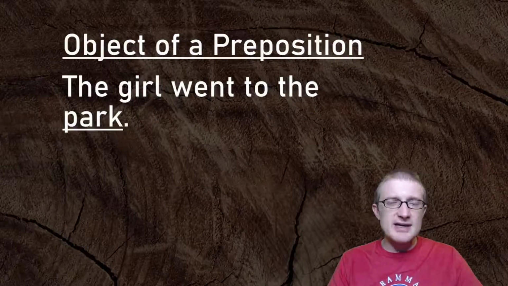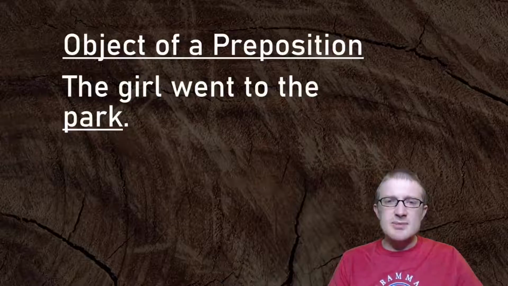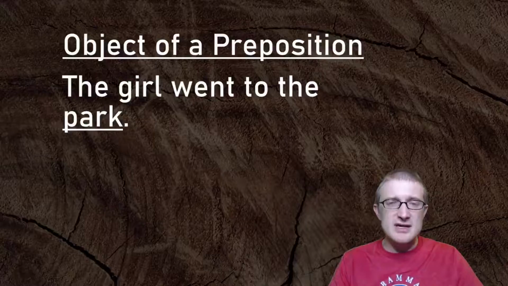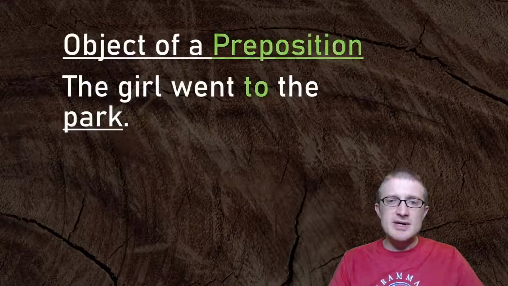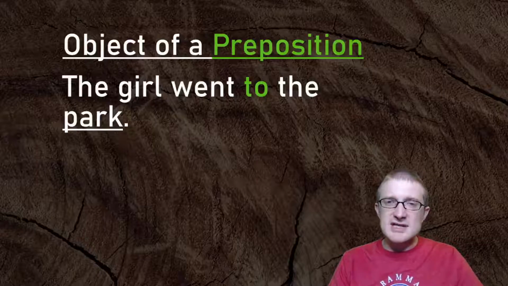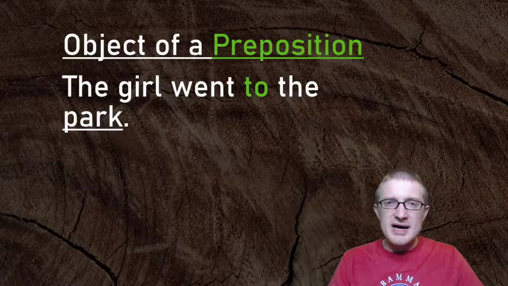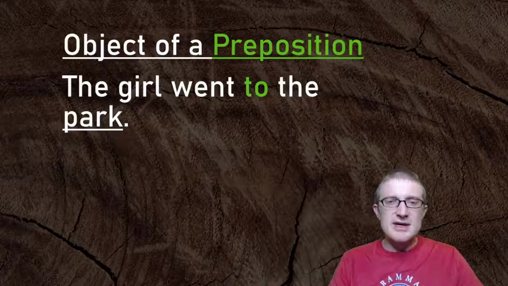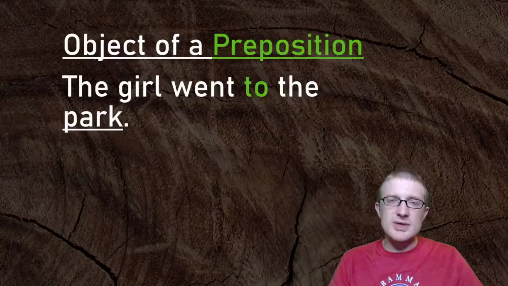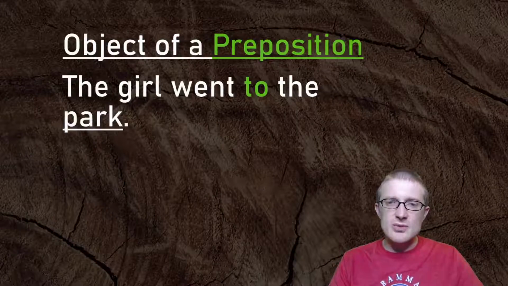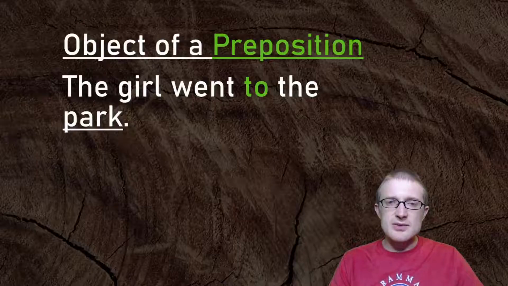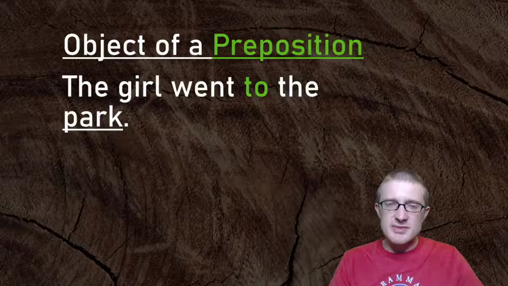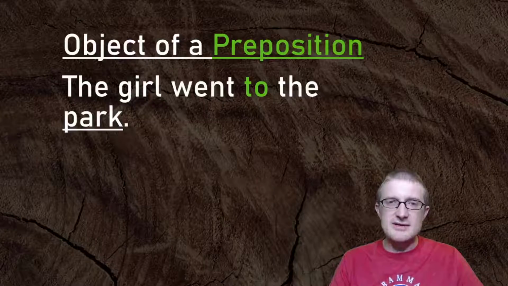Now, nouns can also be an object of a preposition. Preposition is a big word, but it is one of the 6 important kinds of words. We'll talk about that in a later video, but just know that prepositions are words like to, in, by, under, beside, these kind of location words. And they always work with nouns. So here the girl went to the park. So we have this preposition, and then park goes with the preposition to show where the girl went.